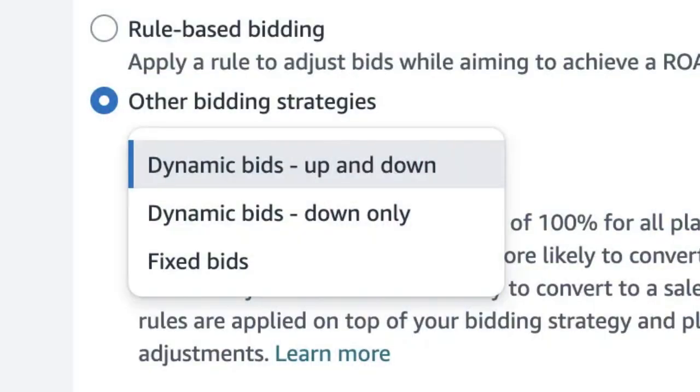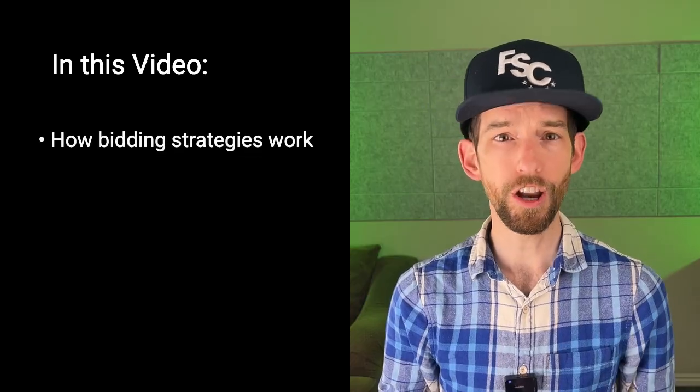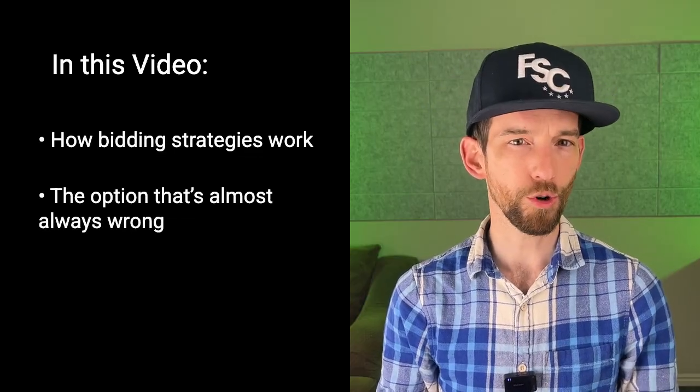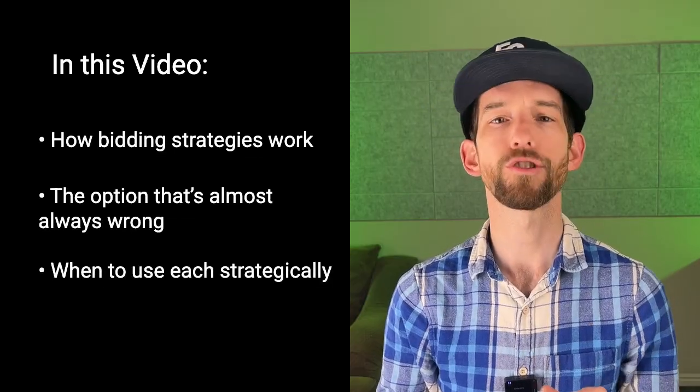Amazon has this setting on the campaign level that they call the bidding strategy. There's three options. One of them almost always drives your ACoS too high. One of them is usually the right long-term setting. And one of them is the fix most people don't know they need when campaigns for a new product are not getting enough visibility. In this video, I'll show you how these bidding strategies work under the hood, which one is almost always the wrong choice, and how to use them strategically.